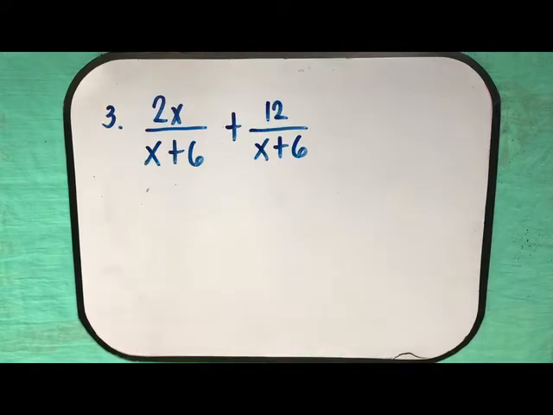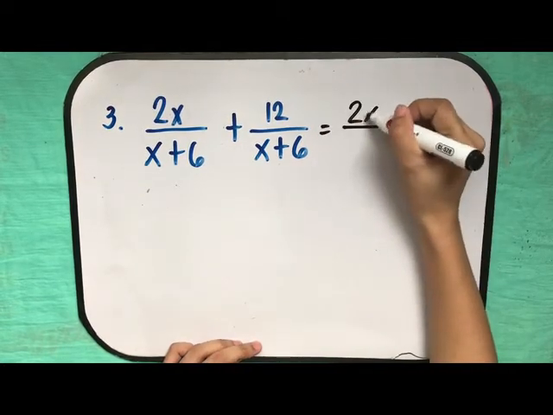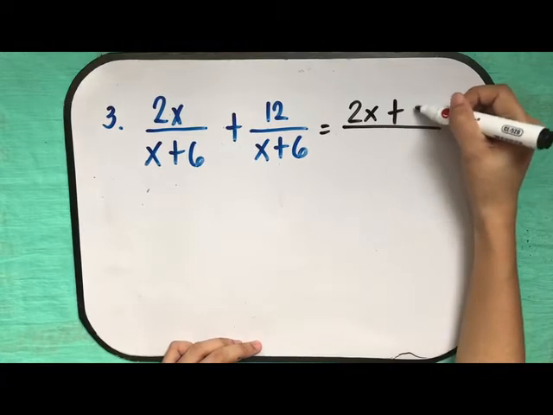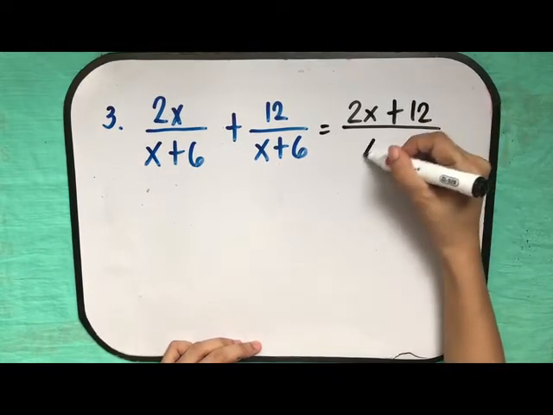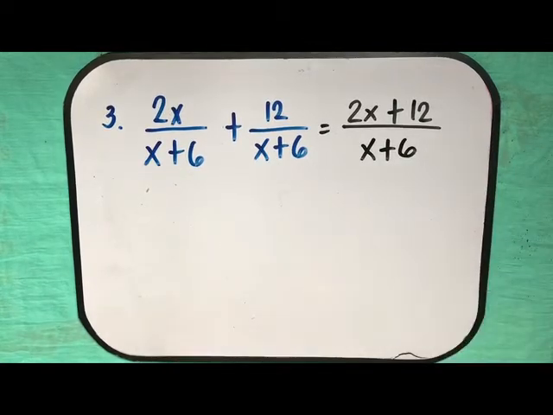Example number 3. We have 2x over x plus 6 plus 12 over x plus 6. Again, we will just be adding their numerator. We have 2x plus 12, and just copy the denominator, x plus 6. Now, observe. Is this in simplest form already? No, because we can apply factoring in the numerator.